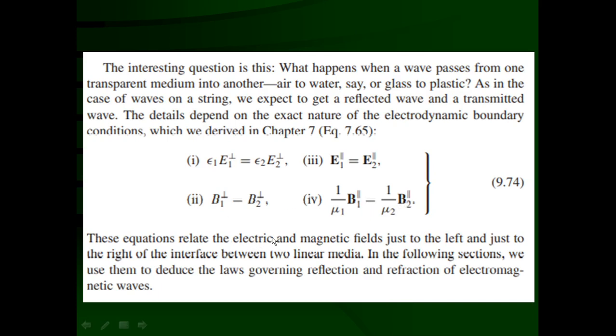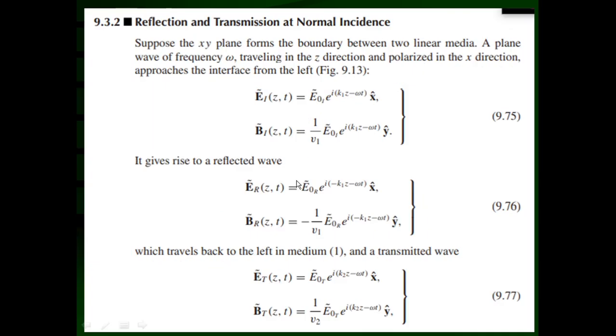These equations relate the electric and magnetic fields just to the left and just to the right of the interface between the two linear media. In the following section, we use them to deduce the laws governing the reflection and refraction of electromagnetic waves. So these are the laws governing the reflection and refraction of electromagnetic waves, which we are going to obtain. And for that, we are going to utilize these relations at the interface of two linear media. That is covered in 9.3.2.